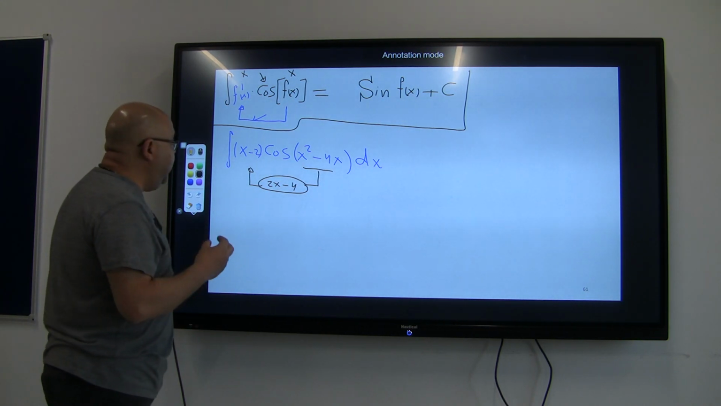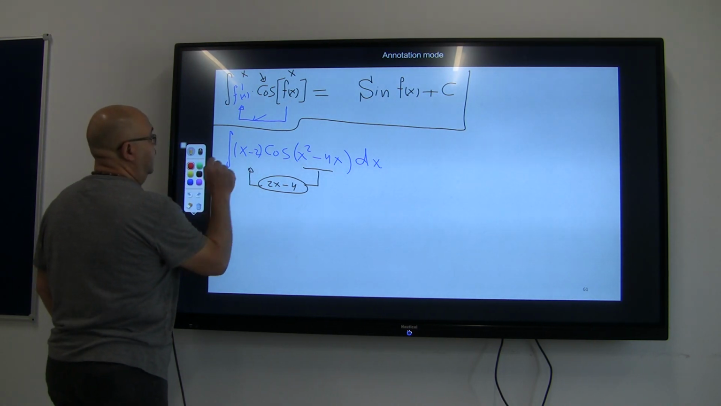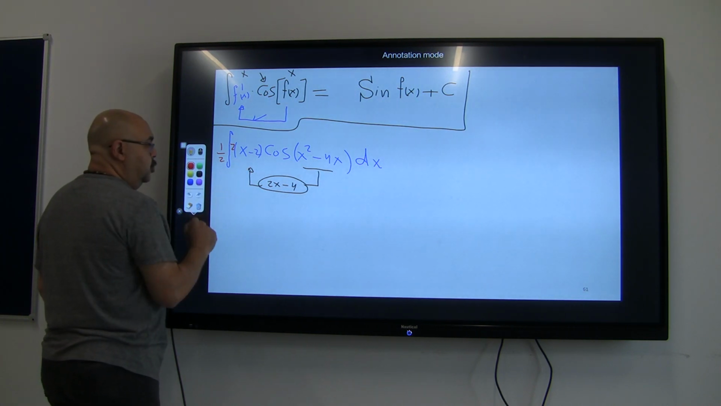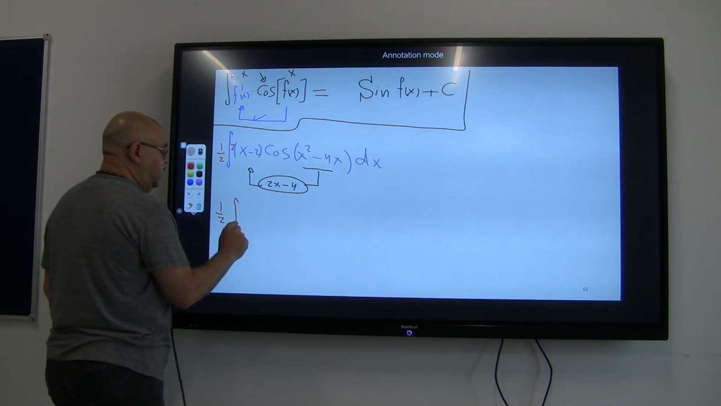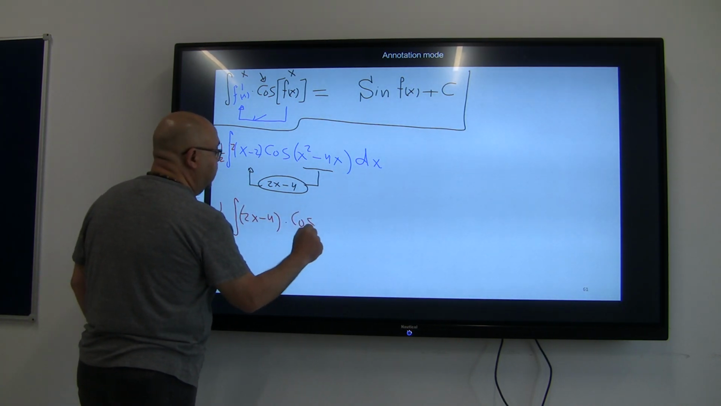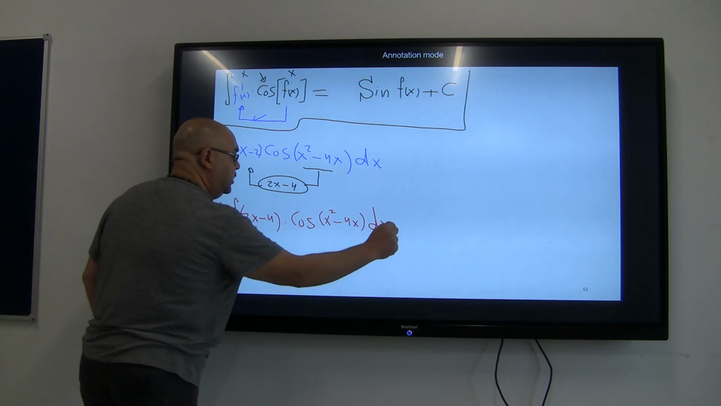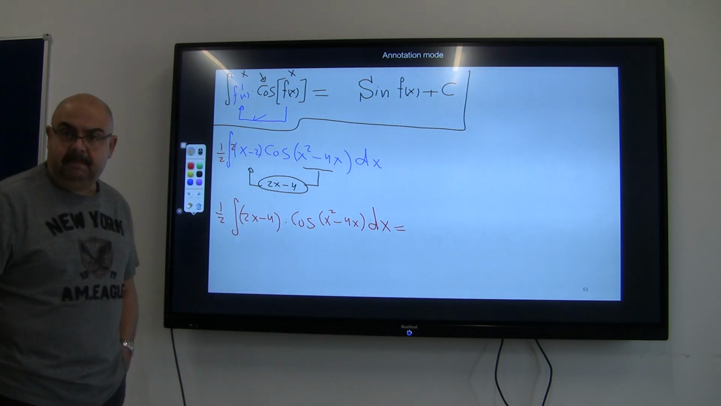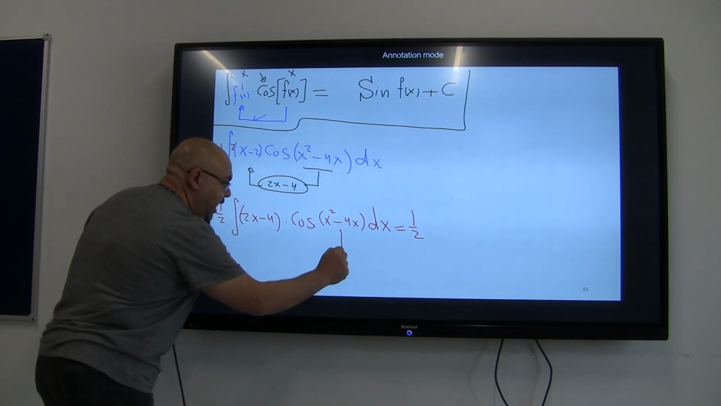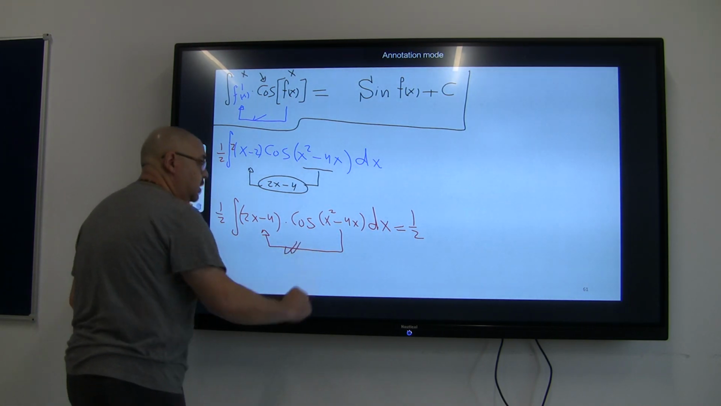I will try to make this number exist simply by multiplying by 2 and dividing by 2. Once I do this, I will have the form exactly like the rule. It's 2x minus 4 times cosine of x squared minus 4x required to integrate. So simply, your integration is going to be, I will let the half down. I'm sure that the angle's derivative already exists, so the condition is satisfied.